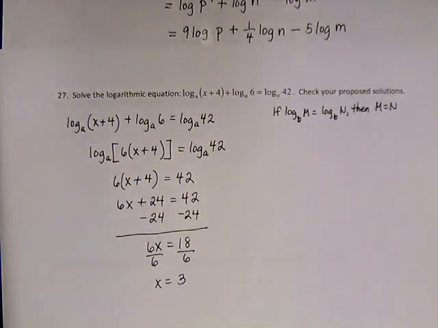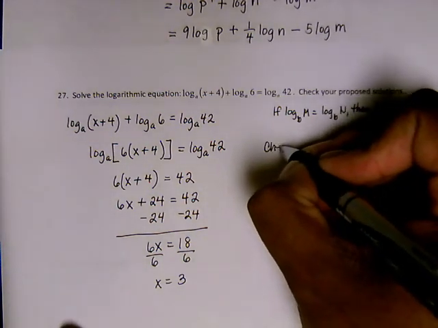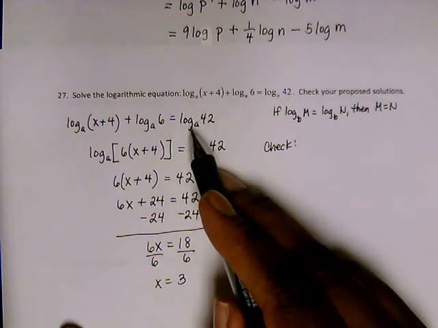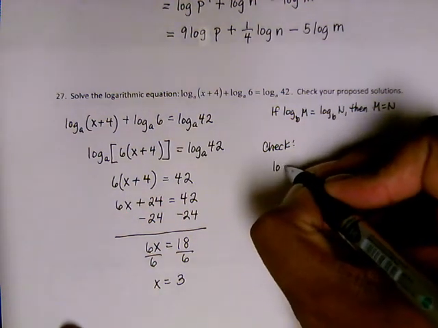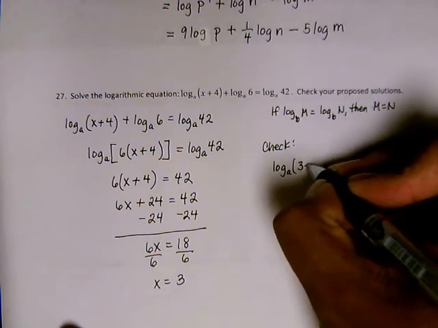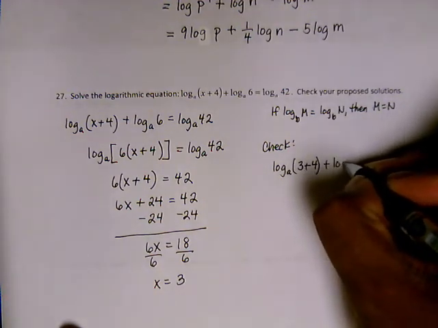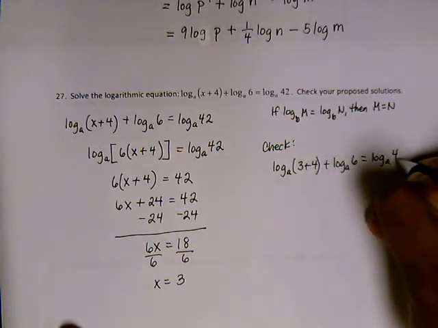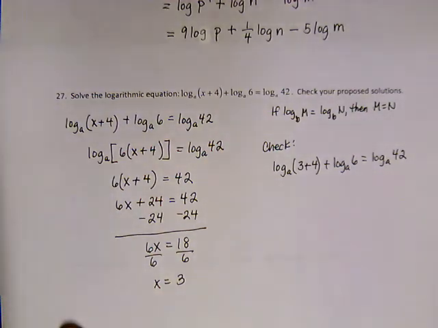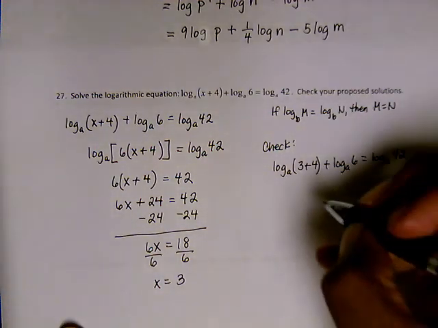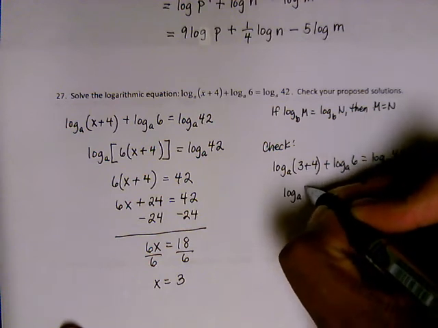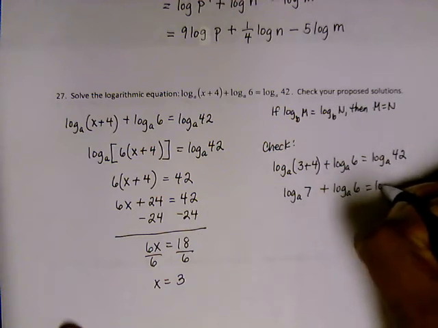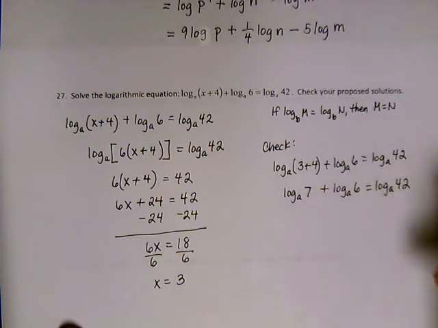Now that's the proposed solution, but you have to do the check. Now to do the check, you use your original equation and replace the x with 3. So this will be log to the base a of 3 plus 4 plus log to the base a of 6 equals log to the base a of 42. Now 3 plus 4 will be 7, so this will be log to the base a of 7 plus log to the base a of 6 equaling log to the base a of 42.